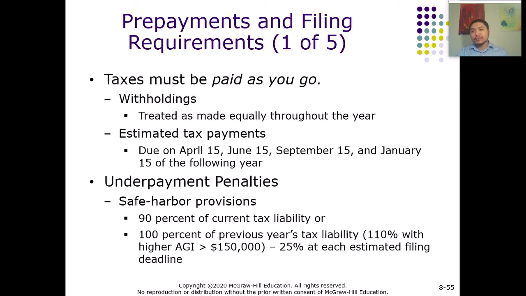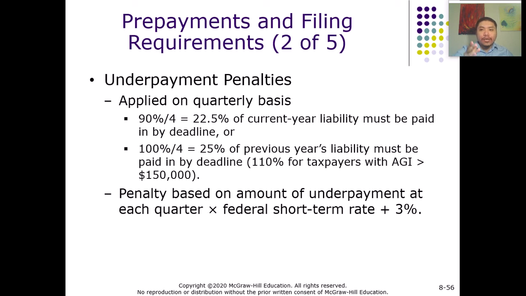And then you have to pay on a quarterly basis. So for the first case, every quarter you have to make sure that you pay 22.5% of the current year liabilities. And for the second case, every quarter you pay 25% of the previous year liabilities. So to me, the second option can be safer, because you know for sure what your previous year liability was. It's harder to estimate the current year liabilities because you don't really know. If the taxpayer follows these two options, then they may be able to avoid the underpayment penalties.